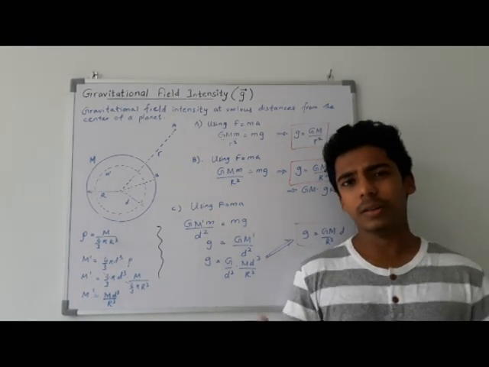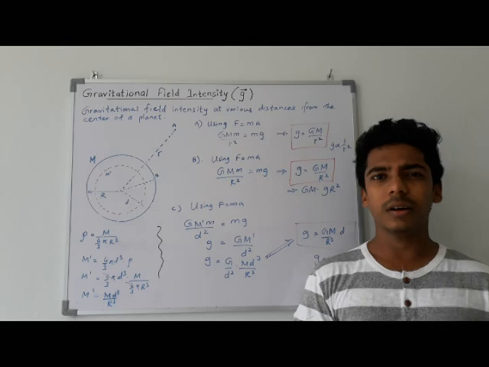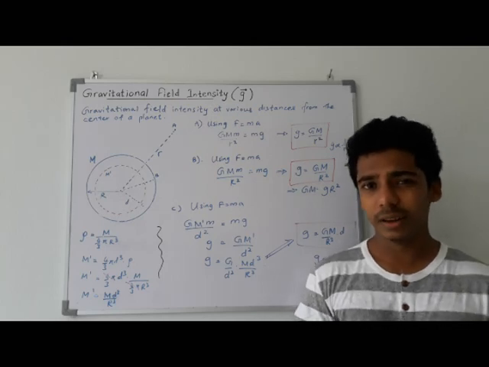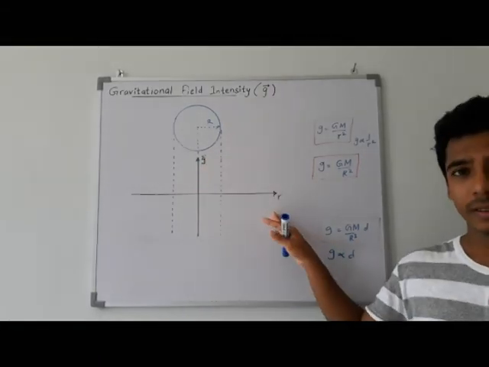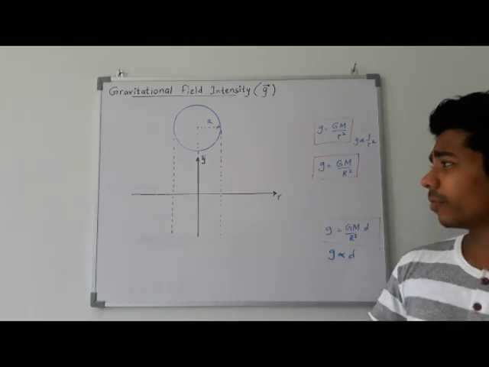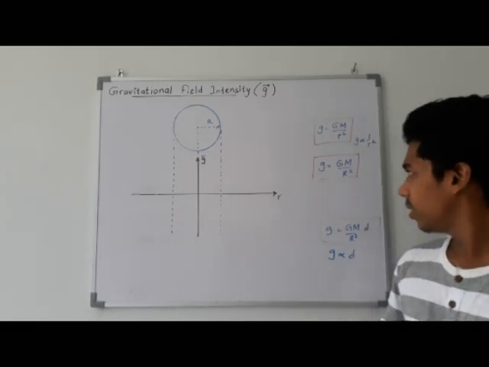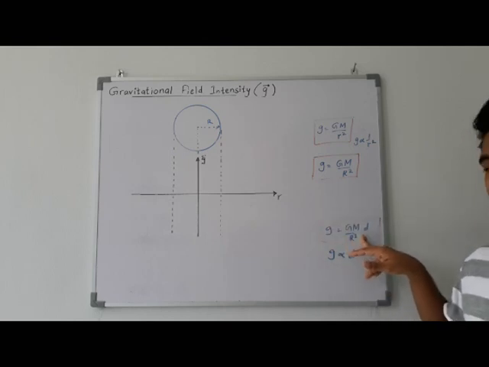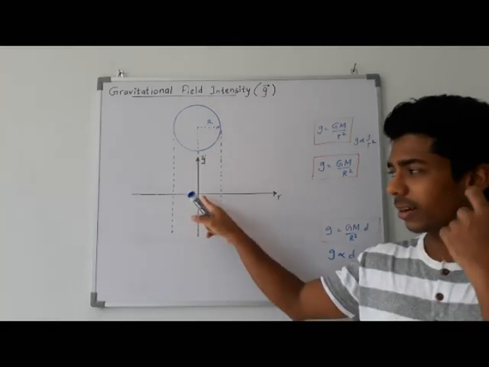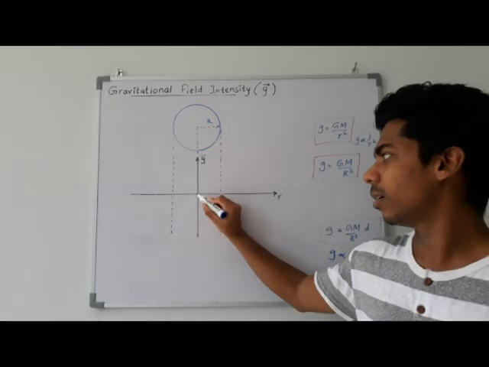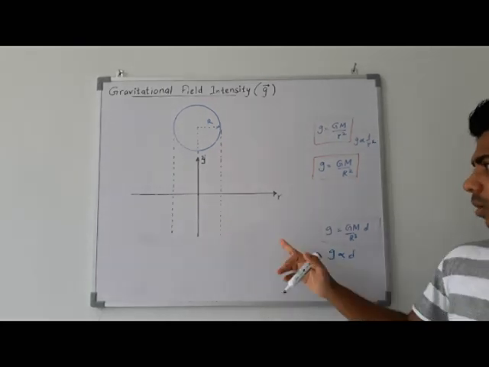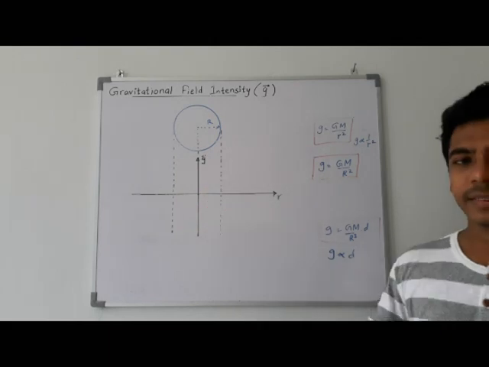So let's plot all these details in a graph. That means how the gravitational field intensity varies with distance from the center of the planet. Here we are going to plot the variation of gravitational field intensity with distance. So let's start from the center. We know at the center, inside the planet, the gravitational field intensity is given by this equation, and at the center, as I explained earlier, the gravitational field intensity is 0. So the graph will go through the origin, and we know within the planet it has a linear variation.